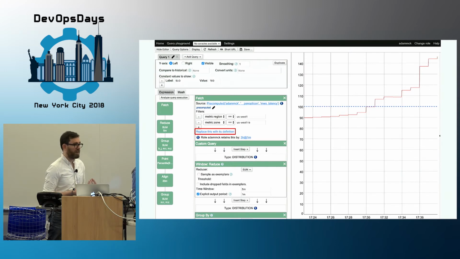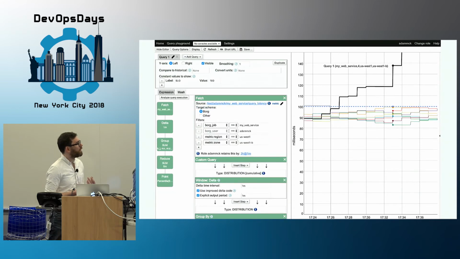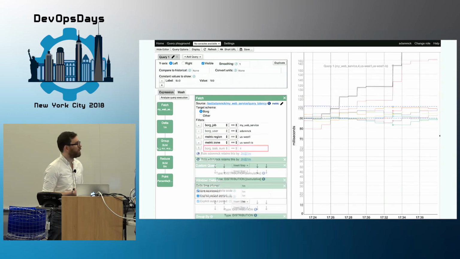We're going to replace this definition with the raw data, which we're finally getting down to. We've bisected it successfully enough that we can now look at the distribution or the percentiles of the replicas in US West 1B, and we can see clearly one of them is broken. We've found that task. We've sort of solved the murder mystery. At least we've found the body at this point.